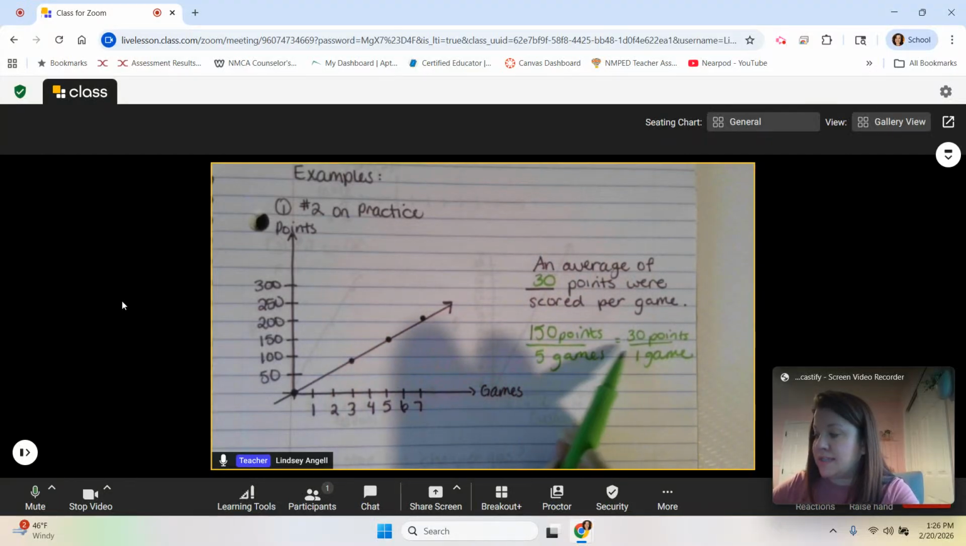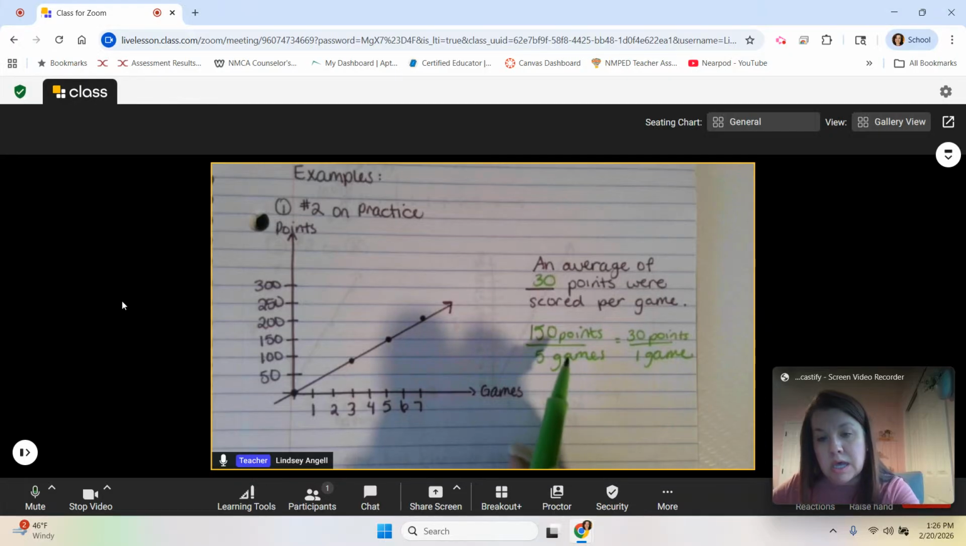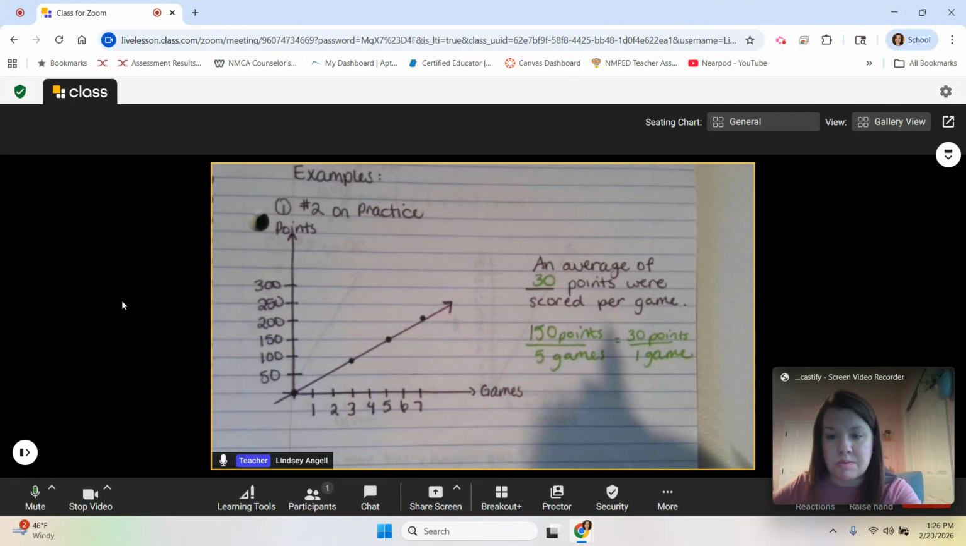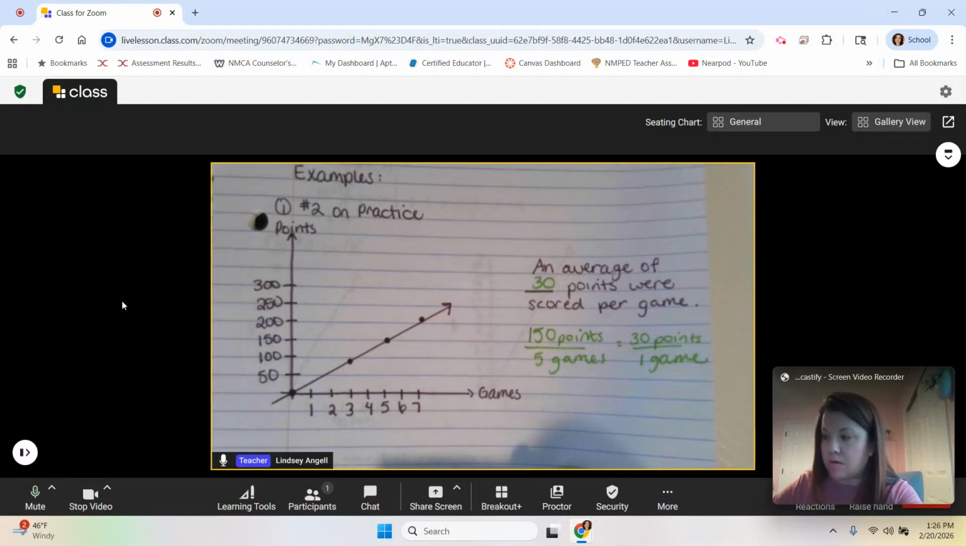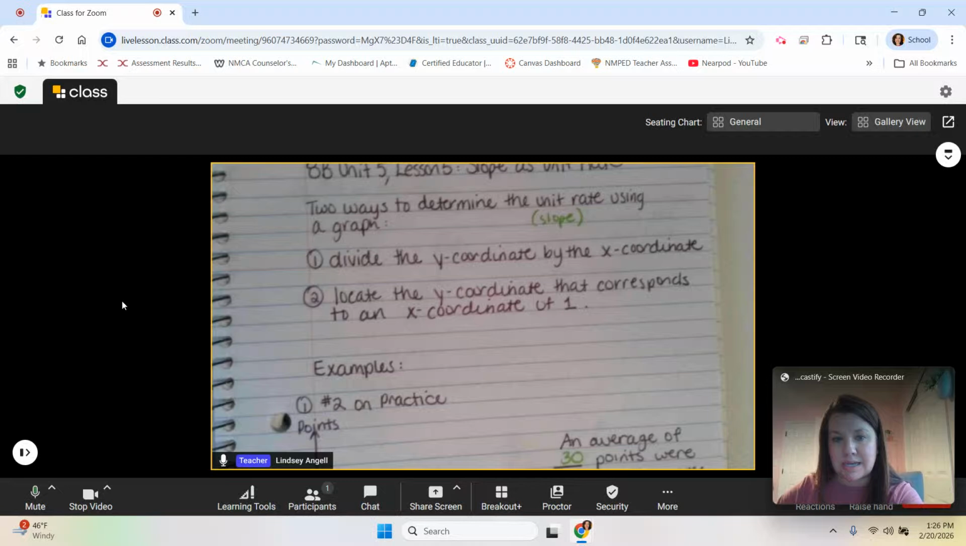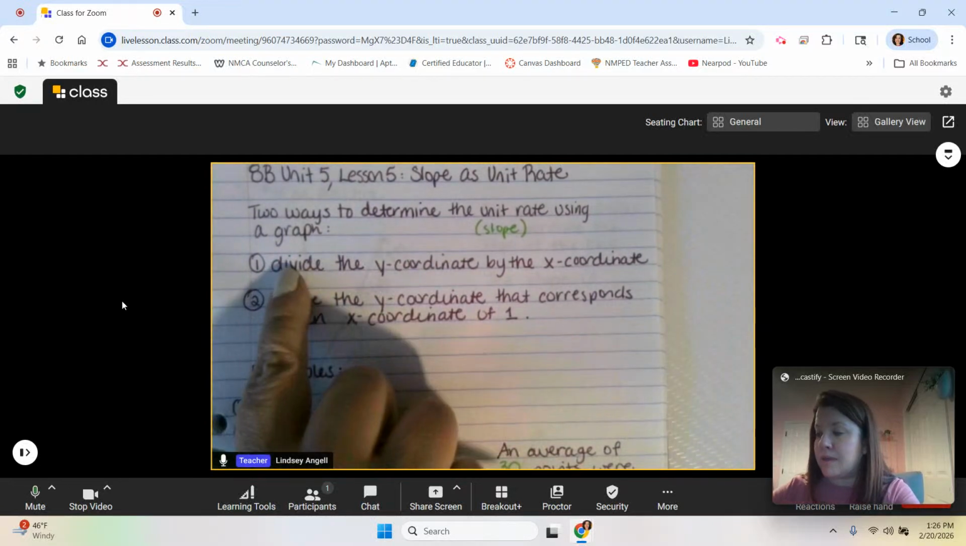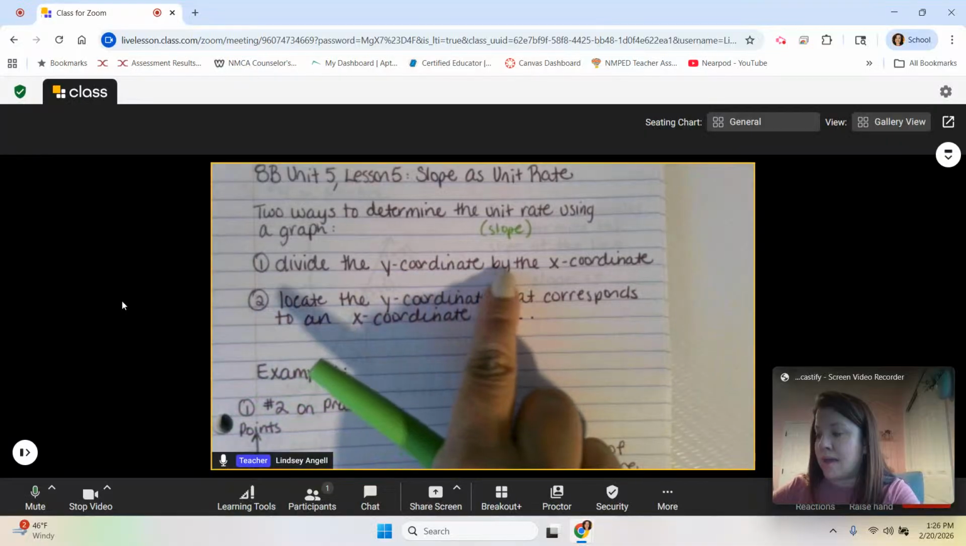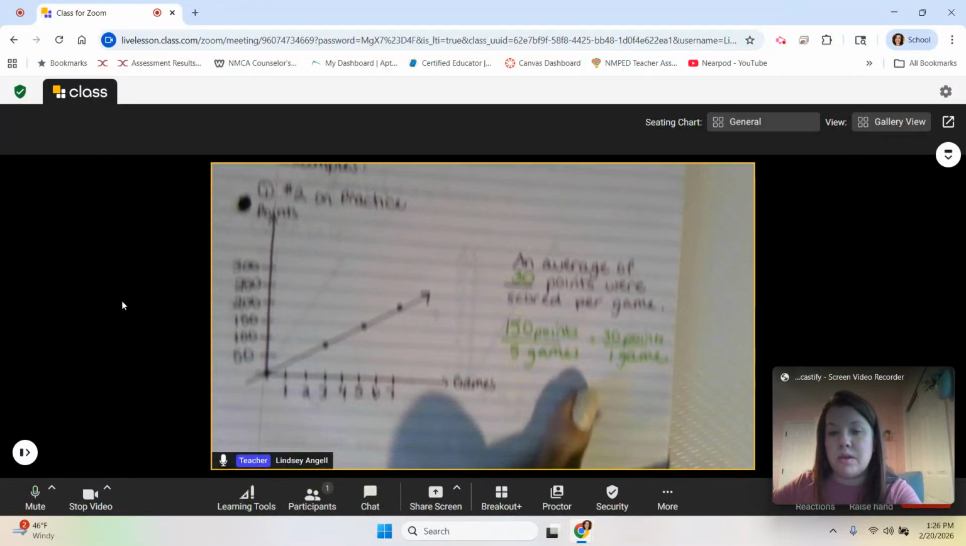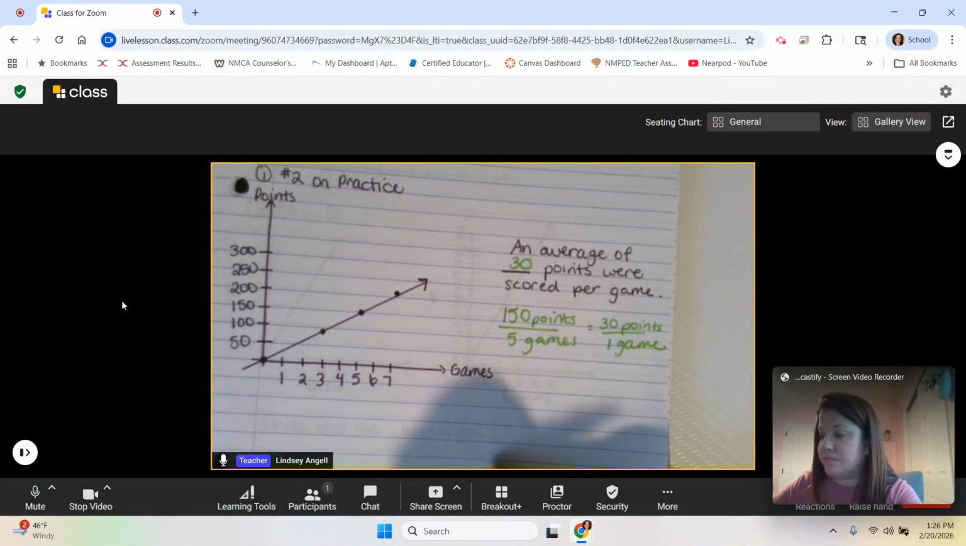So we can look at these as equivalent fractions. 150 divided by 5 is 30, 5 divided by 5 is 1, giving us 30 points per game. Okay, so looking at the two methods discussed in your lesson, that would be this first method. Divide the y-coordinate by the x-coordinate, right? That's what we just did right here.